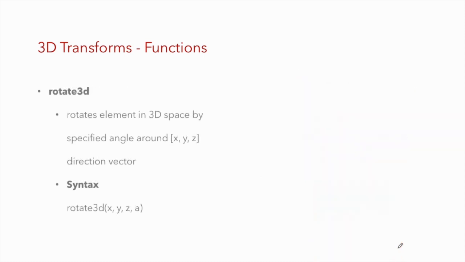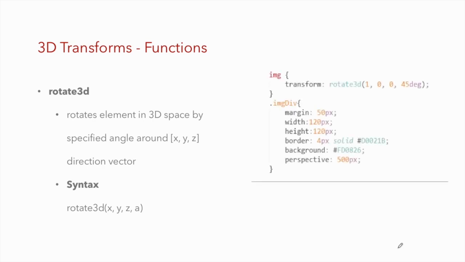Next, we are going to talk about the rotate3D function. It rotates elements in 3D space by the specified angle for values x, y, and z. So we have the function as rotate3D, and these are values for x, y, and z, and this is the degree angle, by how much degree you want to rotate the HTML element.